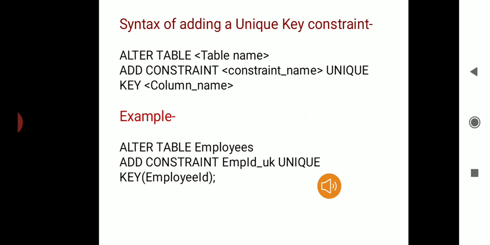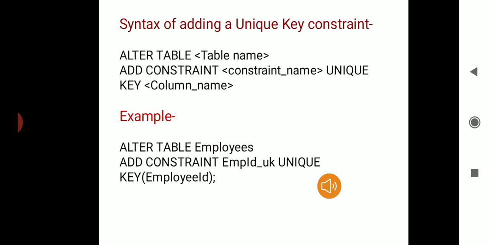Check the syntax of adding a unique key constraint. Alter table within angle bracket table name. Here, this table name will be replaced by the name of the actual table. Then, in the next line, add constraint within angle bracket constraint name. Here, a user-defined constraint will replace the constraint name, followed by unique key within angle bracket column name. Column name here will be replaced by the column in the table on which the unique key will be imposed.